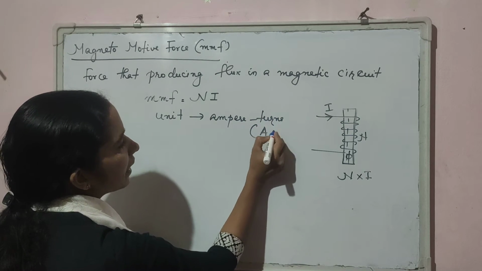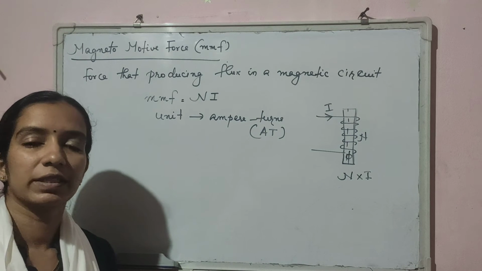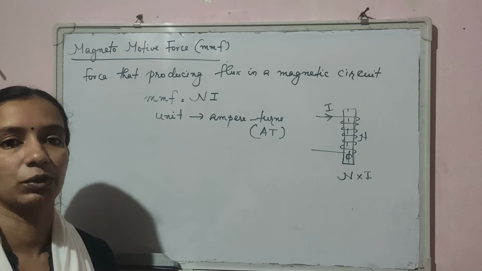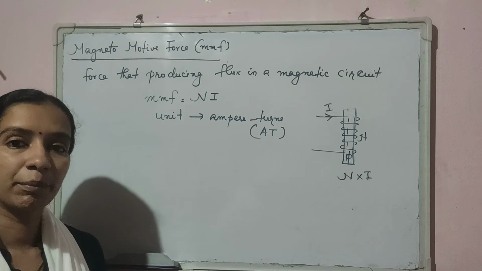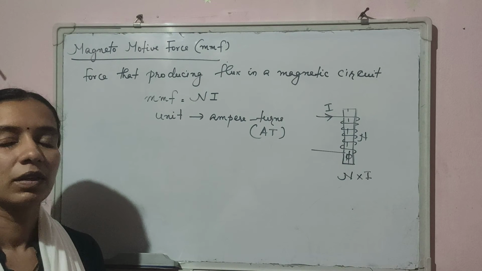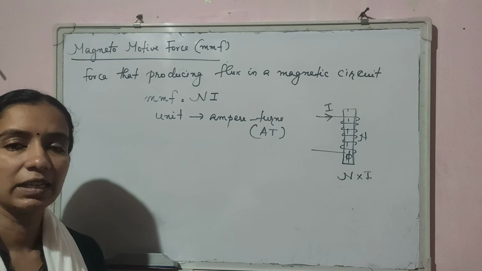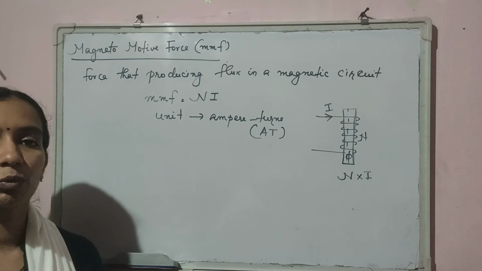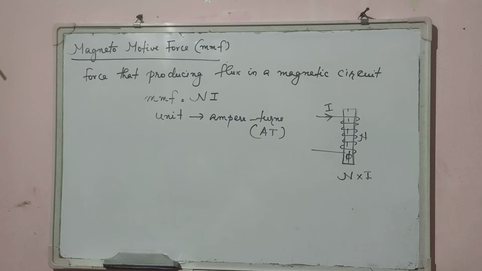This can be abbreviated as AT. So this is MMF, magnetomotive force, the force which produces flux in a magnetic circuit. MMF will be equal to number of turns into current. Number of turns of a coil wound around a magnetic material into current passing through that coil will give the magnetomotive force.